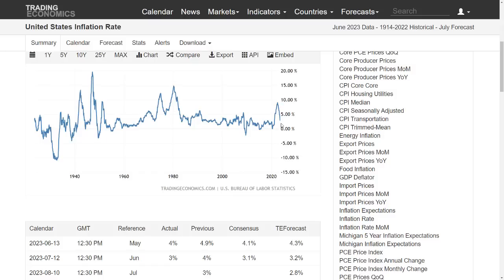Inflation's going crazy. You can see all the headlines. You can just see what's going to happen, right? The cause-effect relationship is in motion, and it's already happening right now.